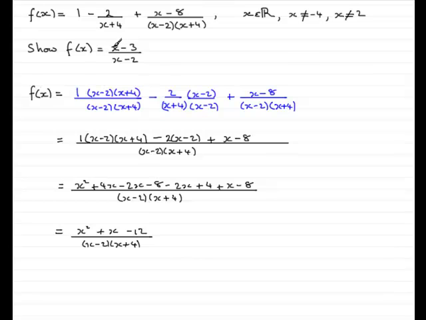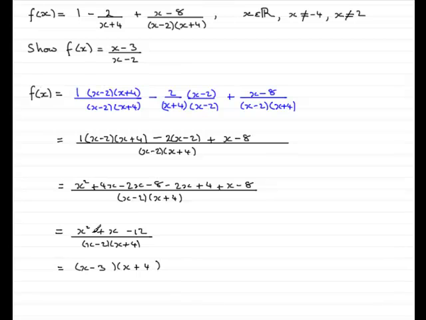Now we know that we've got to get x minus 3 over x minus 2, so we can get a clue from this that this quadratic expression on the top must factorize. And because we've got just x minus 2 on the bottom, no x plus 4, it gives us a clue that this must be two brackets, one of which must be an x plus 4. So I'm going to pop that in there. What would this one be? Well, it has to be x minus 3, of course.